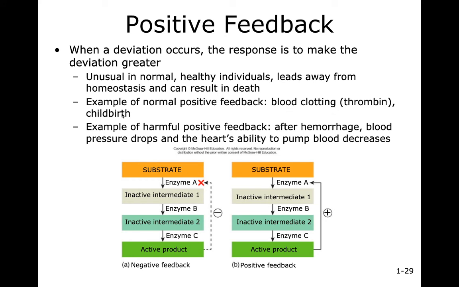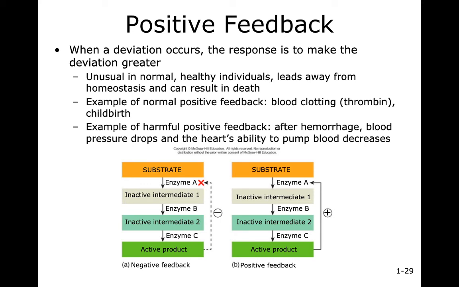Another one is childbirth. Whenever a woman's uterus gets stretched enough, the baby gets big enough, that actually stimulates her uterus to produce more hormone, which causes more contractions. And that causes more stretching. So the more the uterus stretches, the more hormone that is produced, which causes more stretching. So you see how the positive feedback mechanism kind of amplifies everything. It makes the deviation greater.